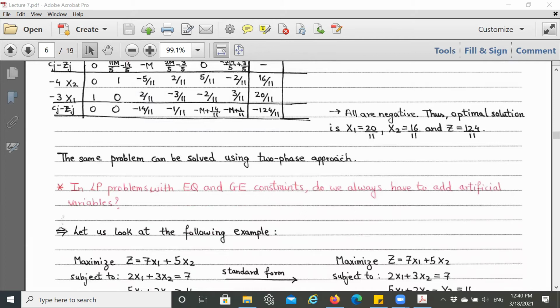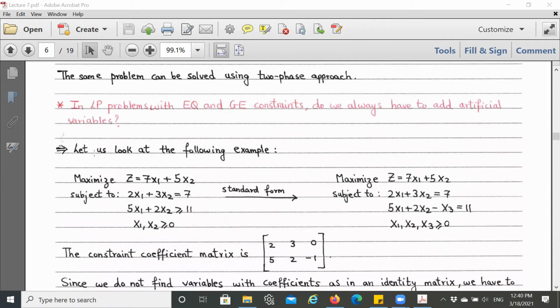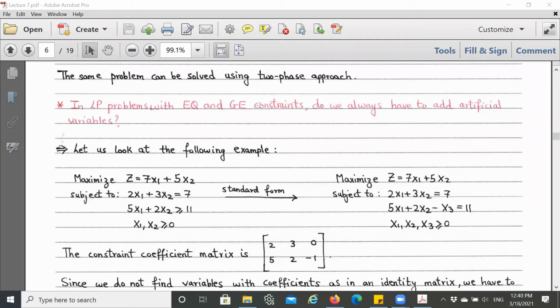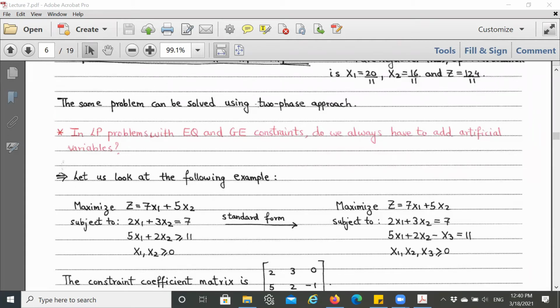No question. Okay, so I have a question for you then. In LP problems where we have equality and greater than constraints, is it always necessary for us to add an artificial variable? Do we always have to add an artificial variable? I think no. You think no. And can you tell me why you think no? It's hard to elaborate.